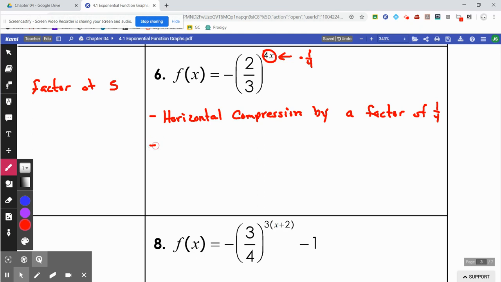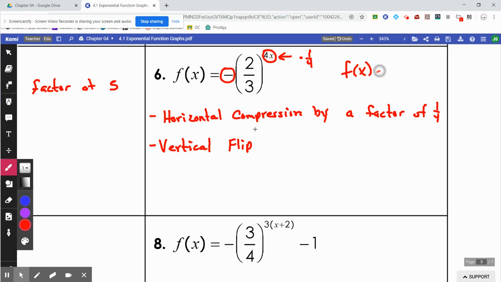And next up, the only other thing that's happening is the negative out front. Since it's not up with the x, since it's out front, that would be a vertical flip, and that would be a flip across the x-axis. And finally, I didn't identify the parent function, so let's go ahead. That would be y equals 2/3 to the x power.